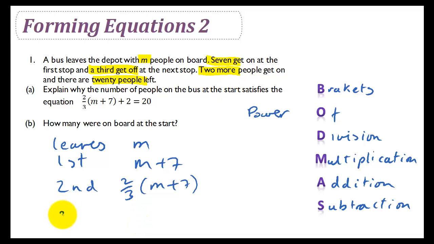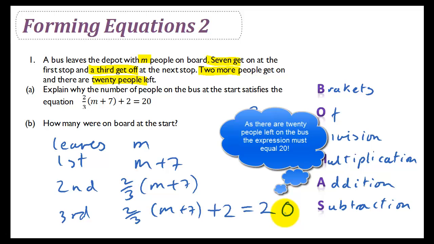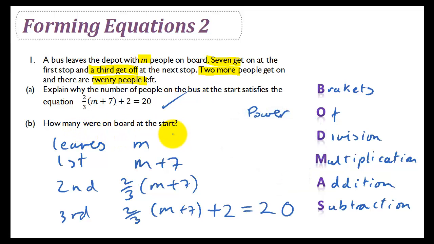Now, 2 more people get on, and we have 20 people left. So that equals 20. So we have shown this equation. Now what we want to do is work out how many are on board at the start. So remember what I said, you use this to determine the order you do things, so you use the opposite order to undo them.